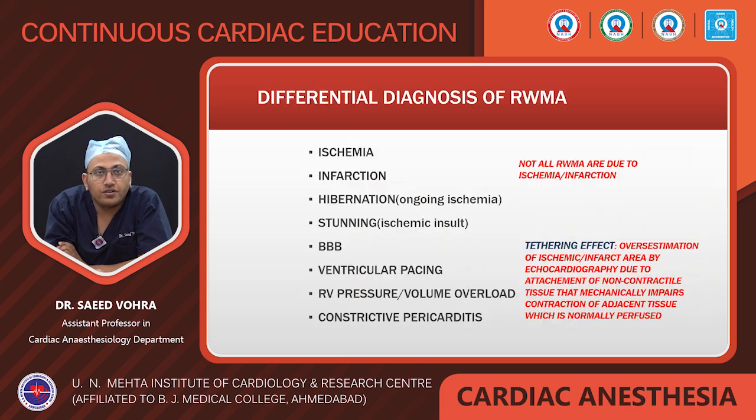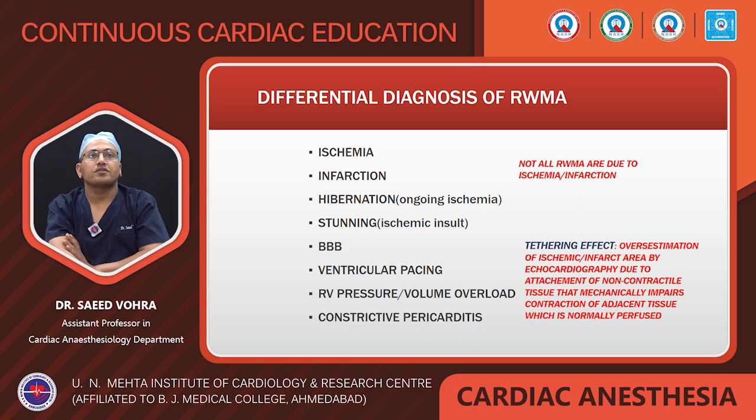Now, every regional wall motion abnormality is not always ischemia or infarction. It can be due to some non-ischemic causes like bundle branch block, ventricular pacing, right ventricular pressure or volume overload, and constrictive pericarditis. But the major causes of interest are ischemia, infarction, and hibernation or stunning.